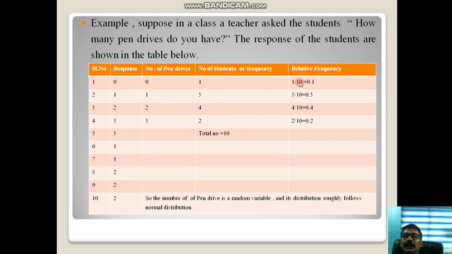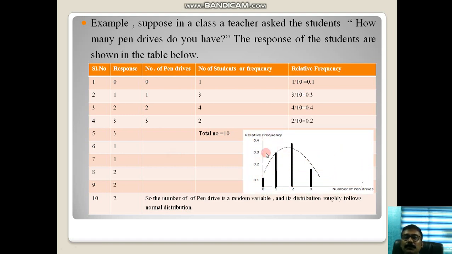So for 0 pen drives, the relative frequency is 0.1, for 1 pen drive 0.3, for 2 pen drives 0.4, for 3 pen drives 0.2. In this way, if we treat the number of pen drives as a random variable, it has the numerical value of the variable and side by side its relative frequency, that means an approximation of probability. If we plot it in a histogram type diagram, we can get a little bit of an idea that the distribution that the sample fits is more or less a normal distribution.